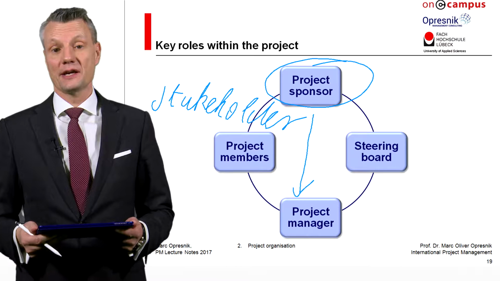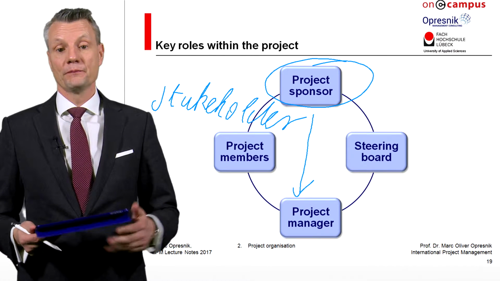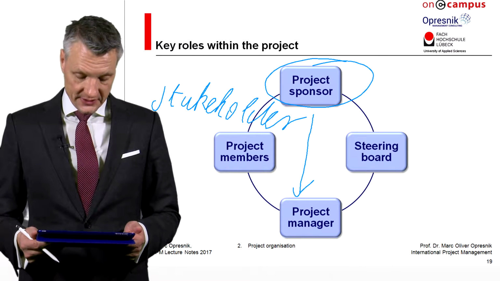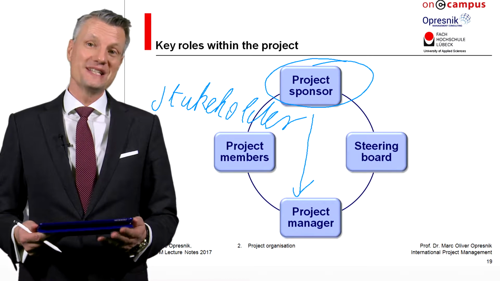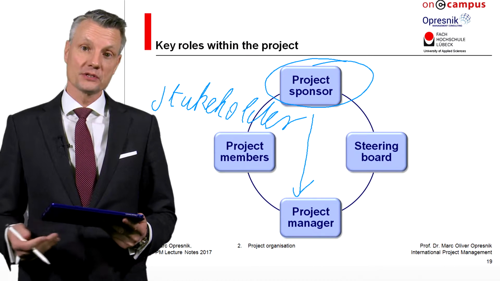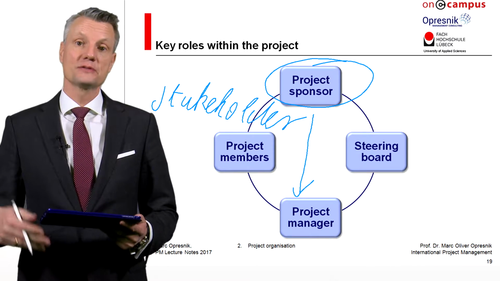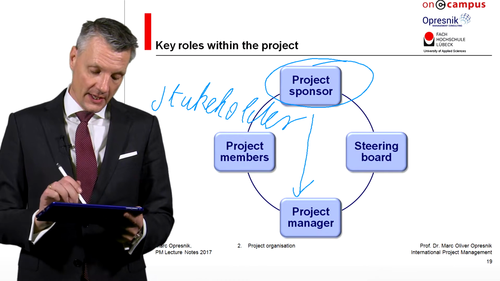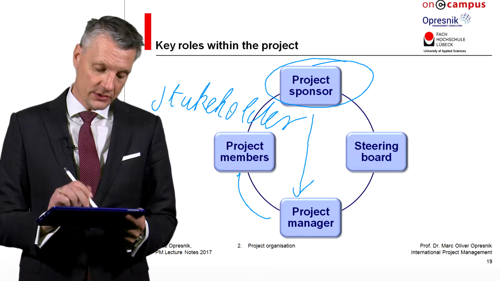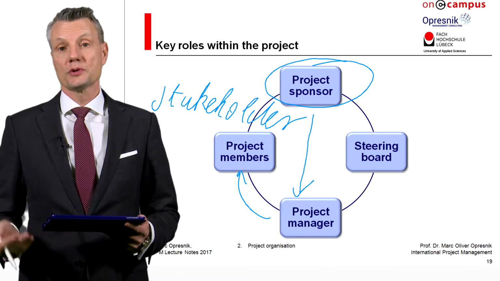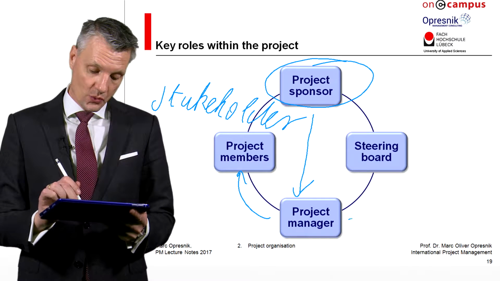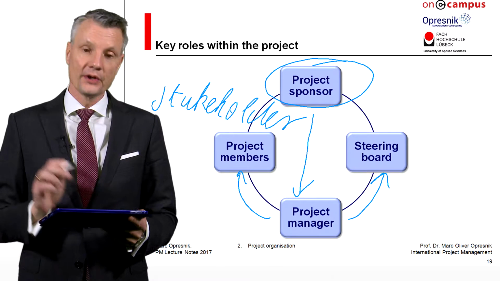So that is the second stakeholder category. And this is the project manager. The project manager is the leader of the project. He's responsible for the implementation. He's responsible for motivating the different kinds of team members. And he's also responsible for communicating towards the so-called steering board.